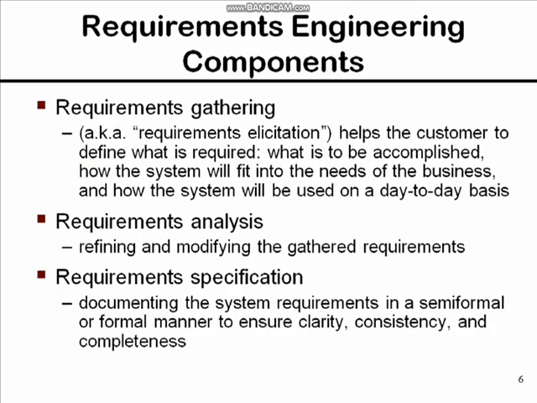The various components of requirement engineering are as follows. There are mainly three components: requirement gathering, requirement analysis and requirement specification. Requirement gathering helps the customer to define what is required, what is to be accomplished, and how the system will fit into the needs of the business. Requirement analysis is refining and modifying the gathered requirements, and requirement specification is documenting the system requirements.